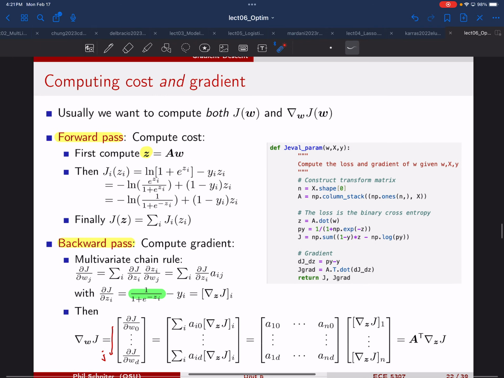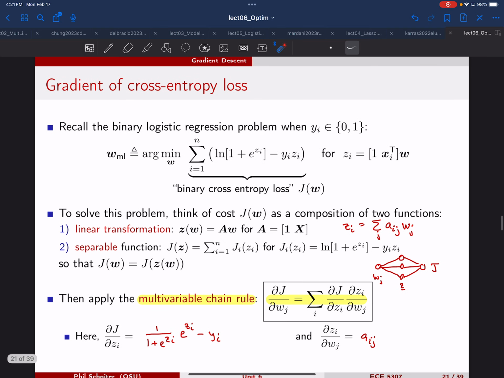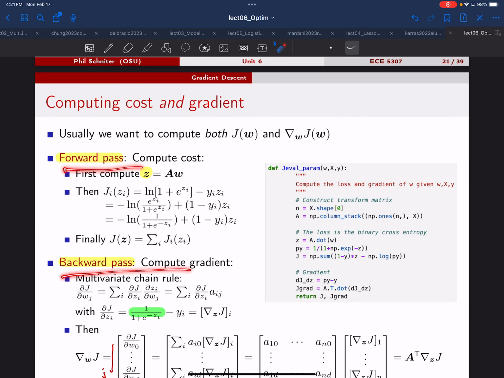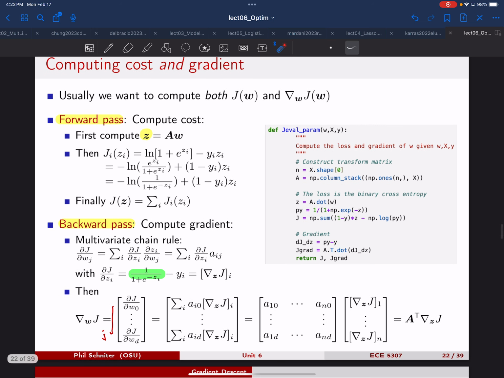Okay, so that's sort of the spirit of how you attack a lot of these machine learning optimization problems, where you break things into two stages, tackle them using the chain rule, and then implement them with this forward pass followed by the backward pass. We'll get into a lot more of this when we talk about neural networks. Okay, any questions on anything we have here?